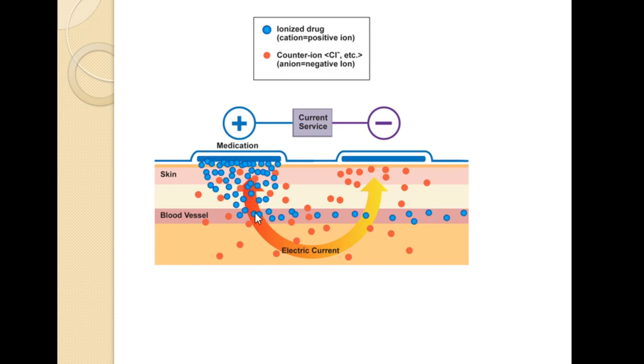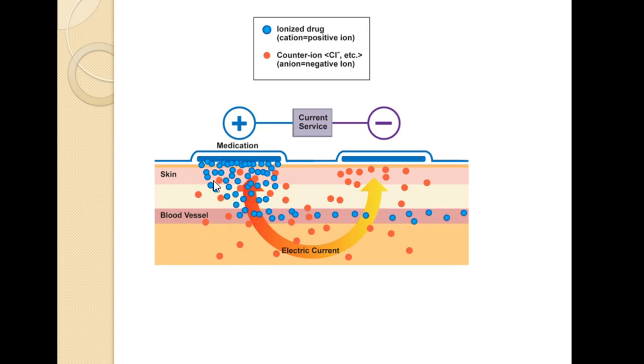show its action. So you can see here, this apparatus will consist of a positive ion and a negative ion. The drug introduced will be in a positive charge form. So when we apply the current, the same charges will repel and the drug will enter into the skin. As we see here in the diagram, the drug will go into the blood circulation.